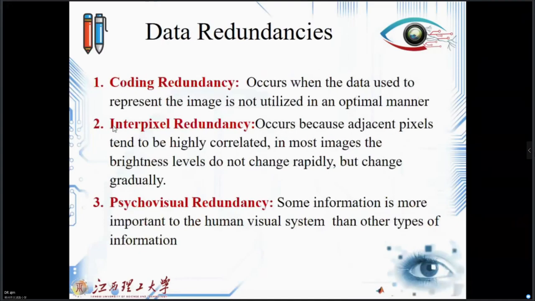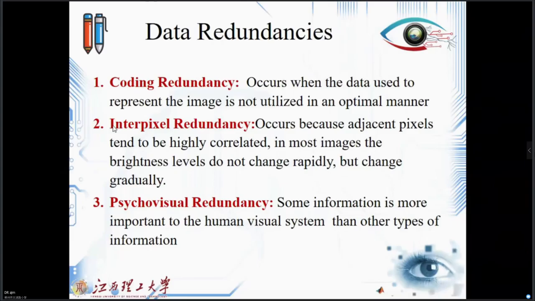First, I will tell you these three in brief. Then after that, we will talk a little bit more about them. Let's see what the difference is. The first redundancy for data is coding redundancy, which occurs when the data used to represent the image is not utilized in an optimal manner.